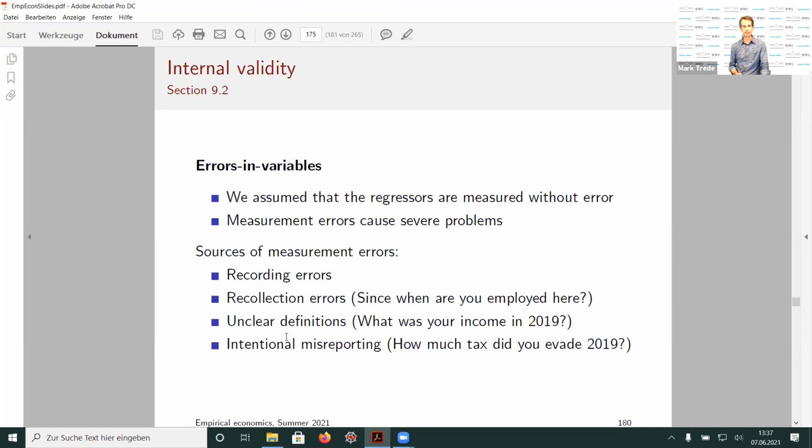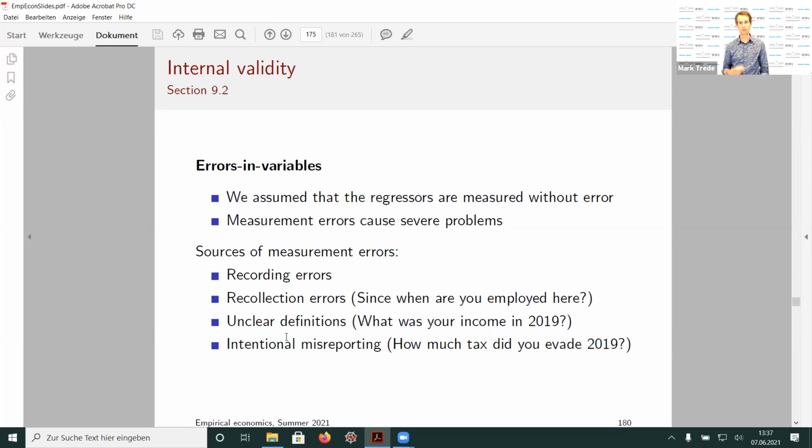The third problem is what's called the errors in variables problem. So far, we have assumed that the regressors are measured without any error. So we actually know the value of x_i for each observation. If this is not true, so if the measurement has some kind of error, then the estimation might break down. And of course, there are many sources of measurement errors for the regressor variables. So for instance, recording errors.